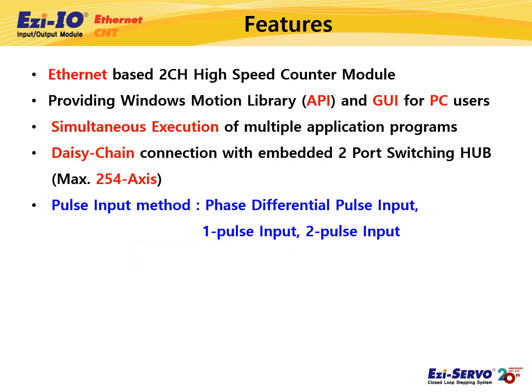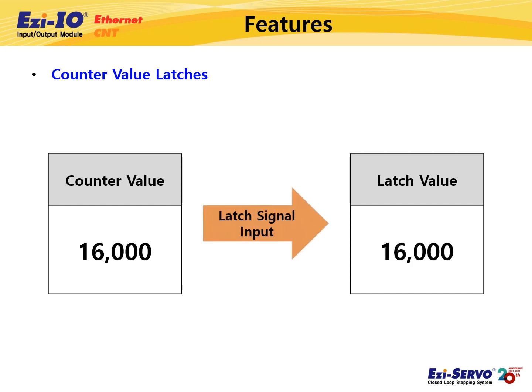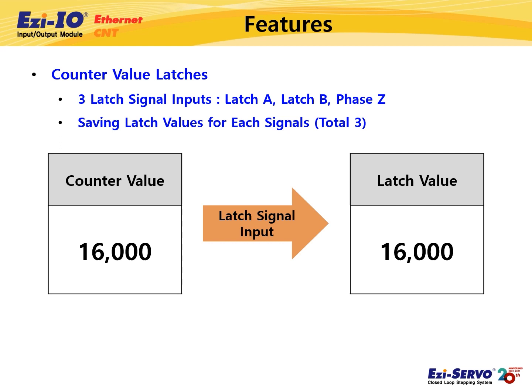Additionally, Ezi-IO Ethernet CNT provides latch, reset, preset, and comparison output functions. I will explain each function in detail. First is the counter value latch function. The latch function saves the counter value at the time when the latch signal is input, to the latch value. Latch can be executed by inputting latch A, latch B and phase Z signal. You can save the latch values for each signal. Therefore, 3 counter values can be saved simultaneously.